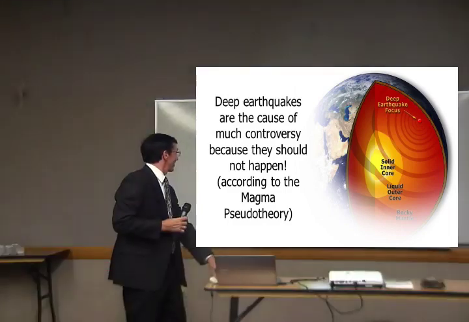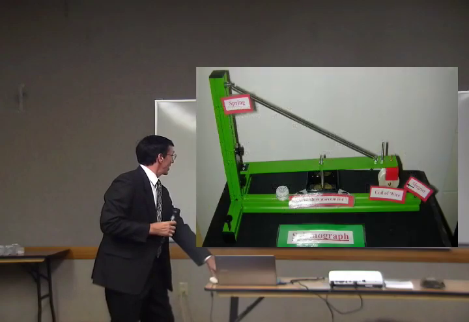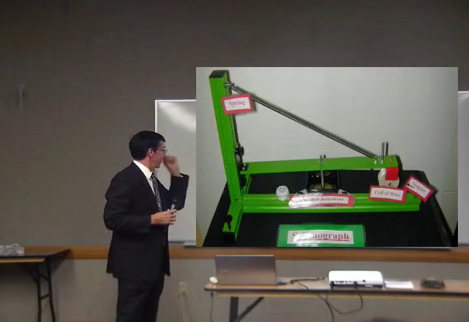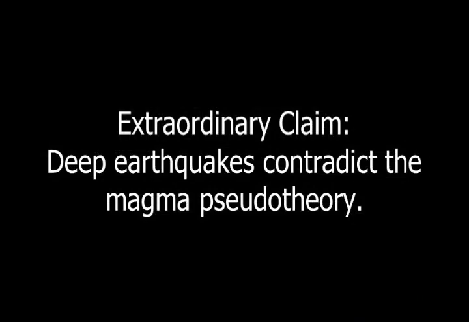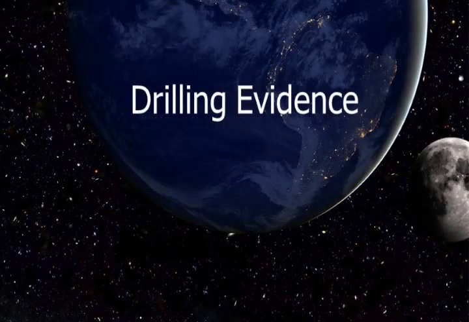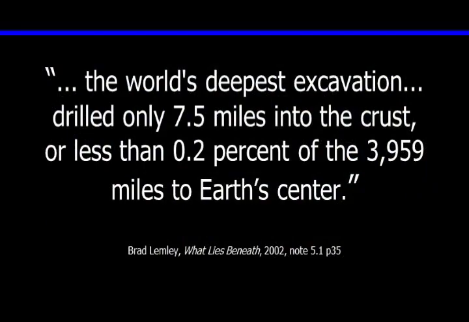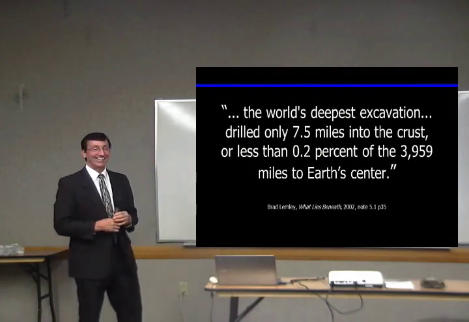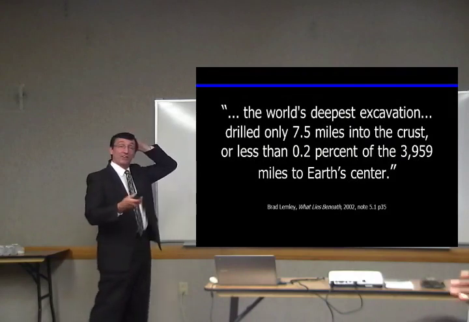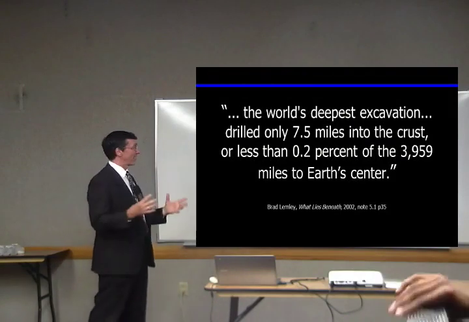Okay, I'm not going to take time to read that. This is a seismograph they used to actually measure an earthquake on the other side of the Earth. So that's showing that seismic activity. So another extraordinary claim is that deep earthquakes contradict the magma pseudo-theory. That should be obvious. Okay, so now let's go into drilling evidence. Because you'd think, well, can't we just drill a hole and see if there's magma inside there? Oh, yeah. And they've tried to get that free infinite energy by tying into these.